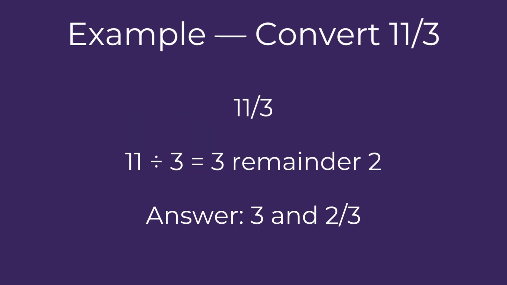11/3. 11 divided by 3 is 3 with a remainder of 2. The whole number is 3. The remainder 2 goes on top of the fraction. The denominator stays as 3. So 11/3 equals 3 2/3. To check, 3 times 3 is 9, plus 2 is 11. Back to where we started.